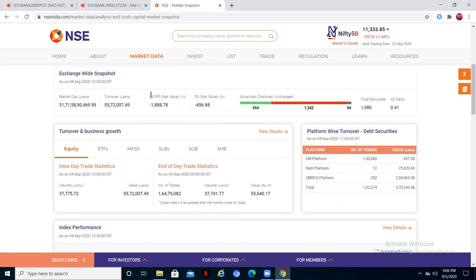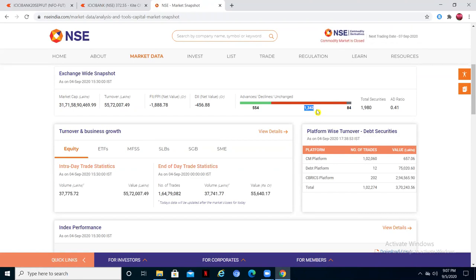If you remember, on the previous page, declines were 50, advances were 0, declines were more than the advances. Here you can see declines are 1342. Red means declines, green means advances. So declines are 1342, advances are 554. Again, the declines are more than the advances. So the two scenarios match. When the two scenarios are matching, that is a trading day. It is a trading zone.